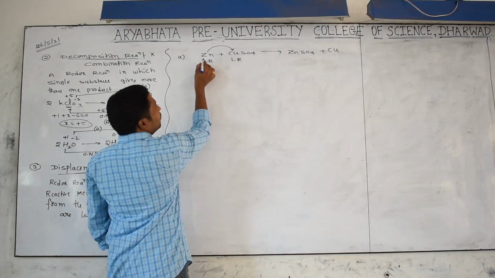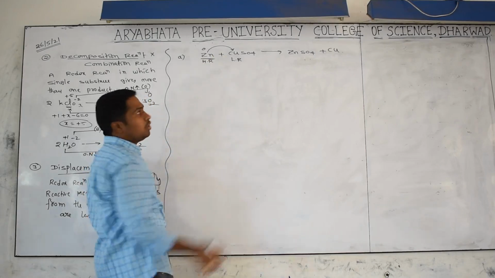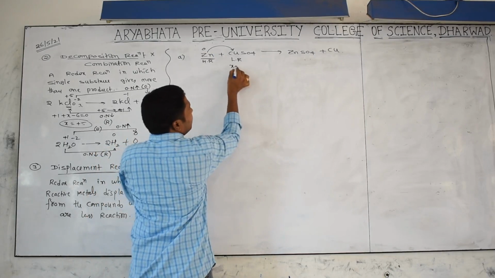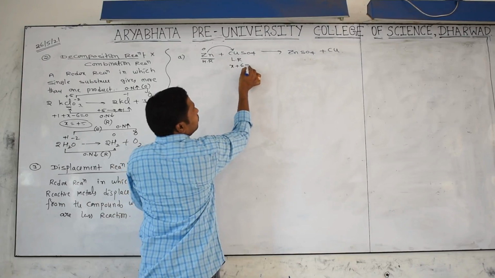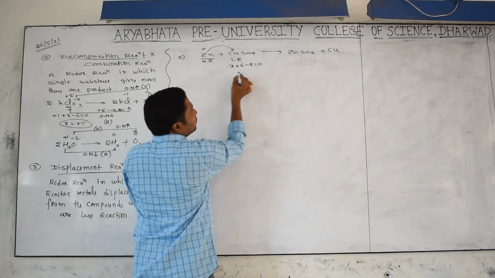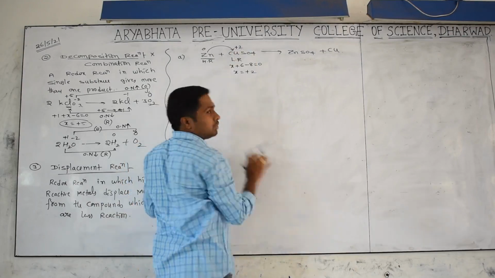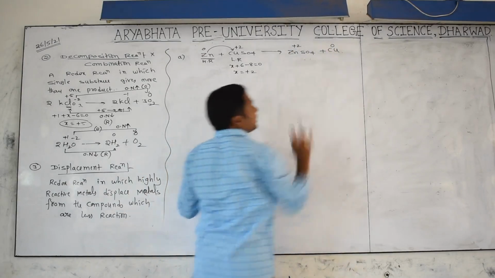Okay, now first of all, what is the oxidation number of zinc here? 0, because it is in elementary form. What is the oxidation number of copper here? Find out. X plus sulfur 6, each oxygen -2, so -8, equals 0. Then we get X equals +2. Copper is +2. Now comes here. Zinc becomes +2. Copper becomes 0.